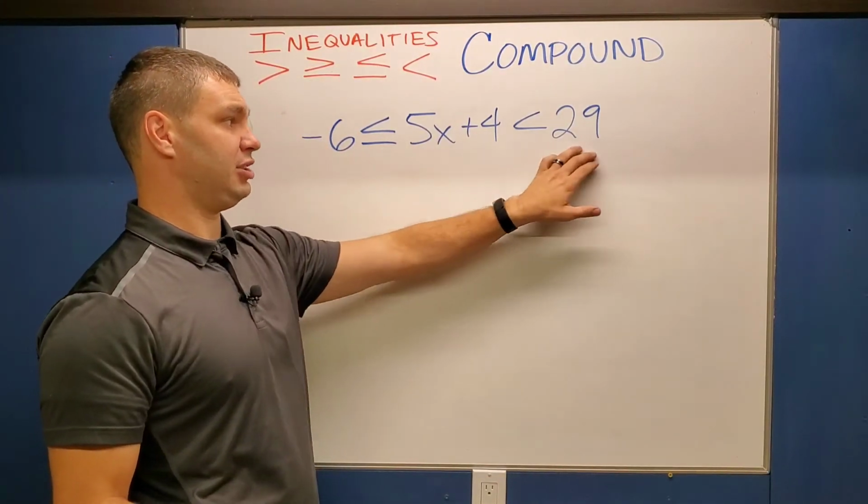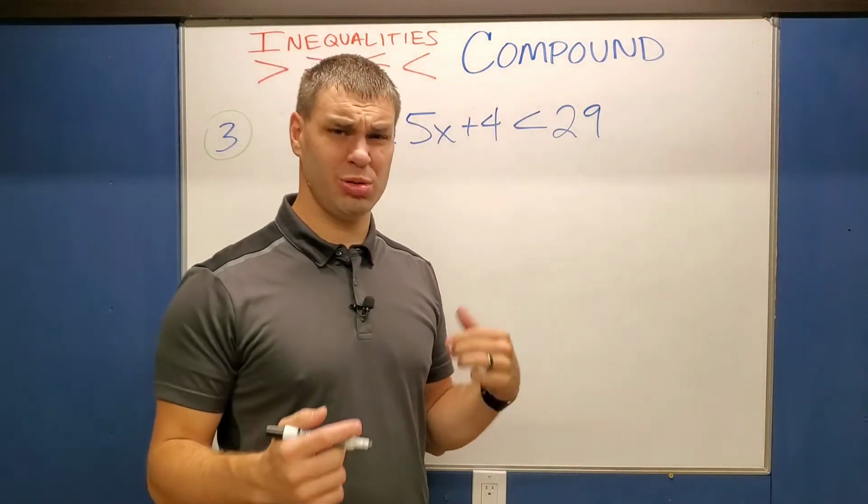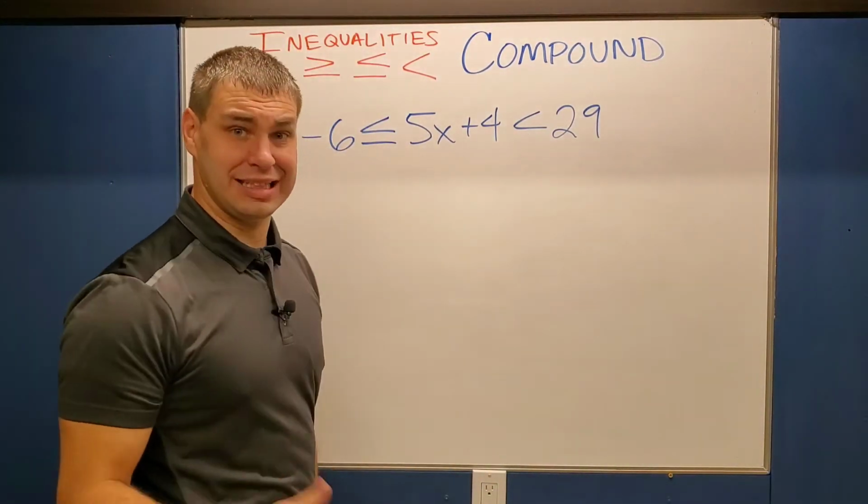All right, our last example, number 3, says -6 is less than or equal to 5x plus 4 is less than 29. What? This has two inequalities in the same one? Yeah, it does.